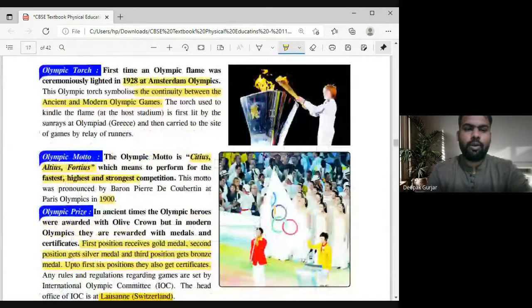What is this Olympic torch? The Olympic torch was ceremonially lit in 1928.